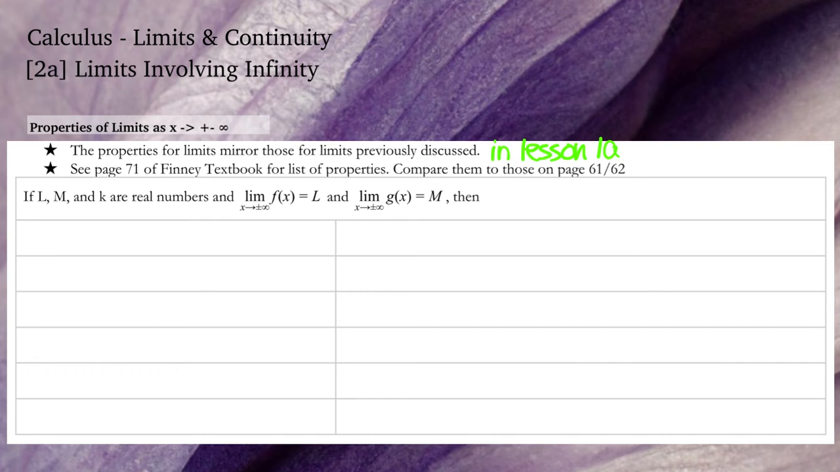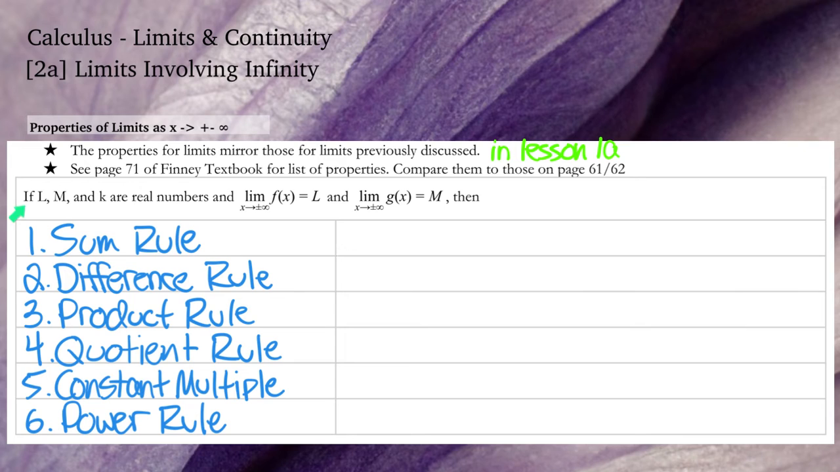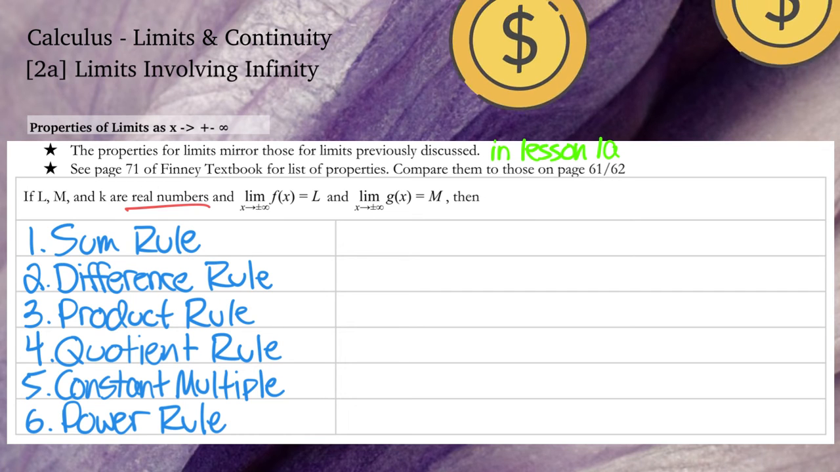To conclude that the following 6 rules work, these conditions must be true. L, M, and K are real numbers, so they can't be infinity or negative infinity. The limit as x approaches positive or negative infinity of f of x is L. So as x increases or decreases without bound, the limit is finite. And the limit as x approaches positive or negative infinity of g of x is M. If these conditions are not true, it's still possible that these rules will work. It's just that they're not guaranteed. I hope that makes sense.